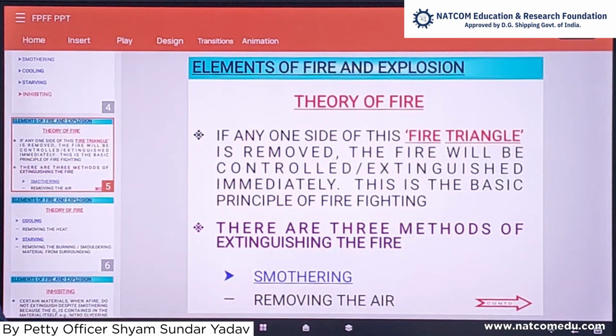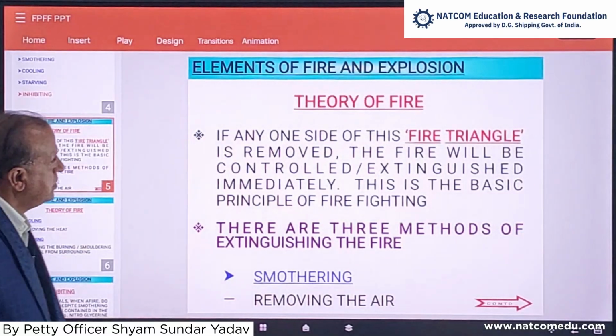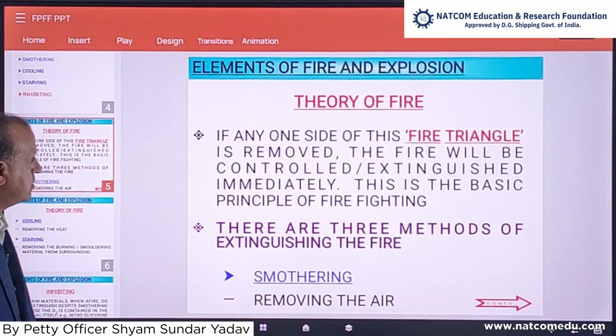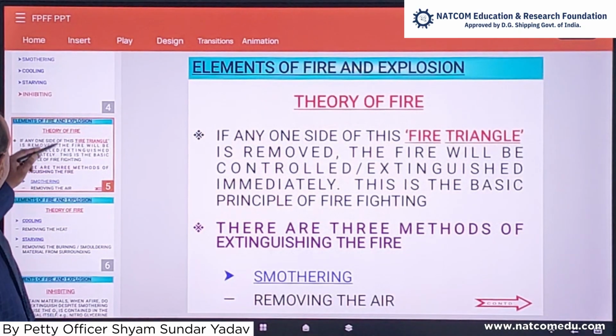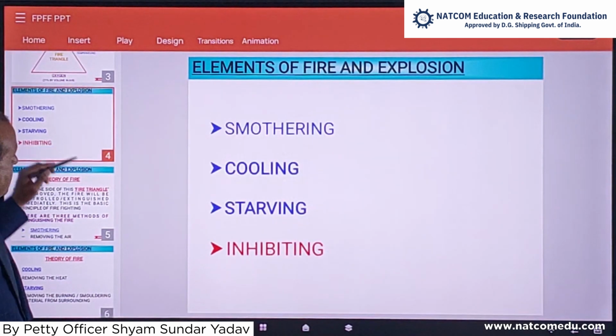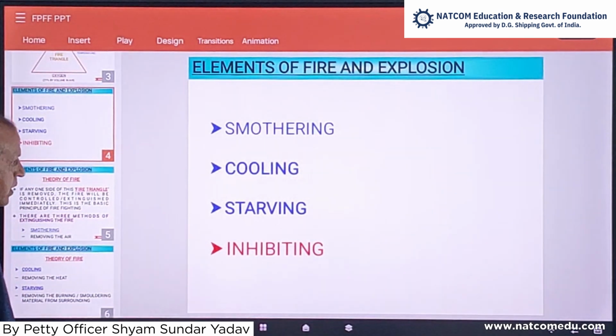Theory of fire: if any one side of this fire triangle is removed, the fire will be controlled and extinguished immediately. This is the basic principle of fire. There are three methods of extinguishing fire: smothering, cooling and starving.